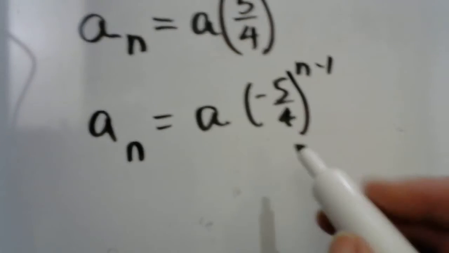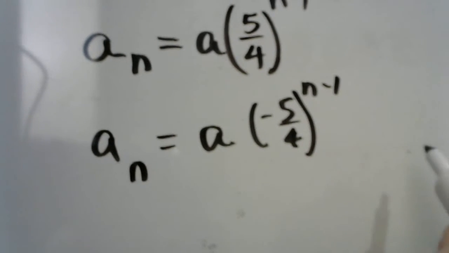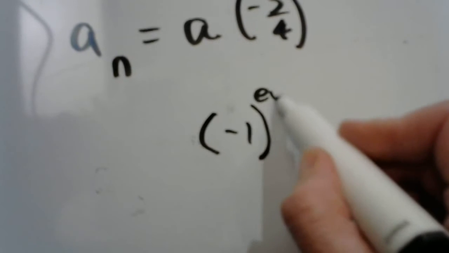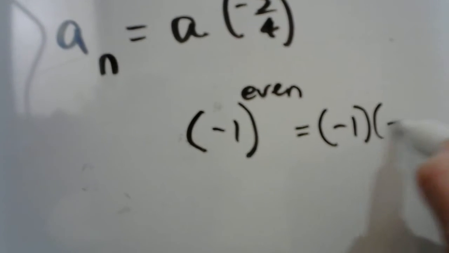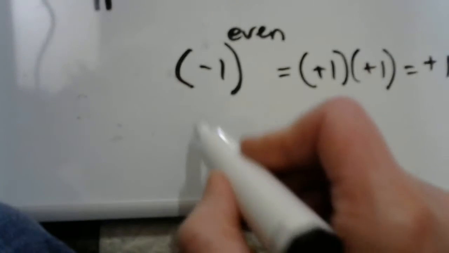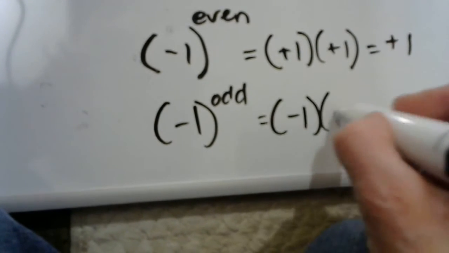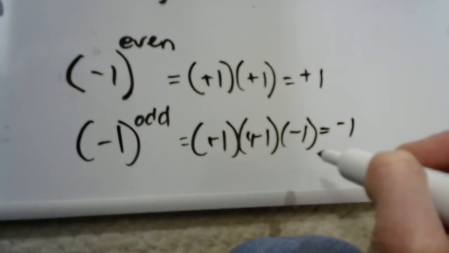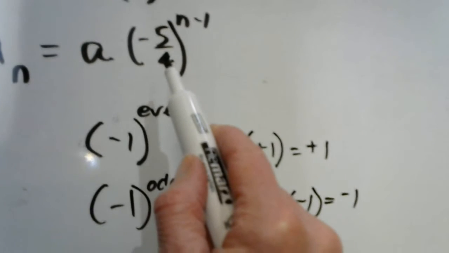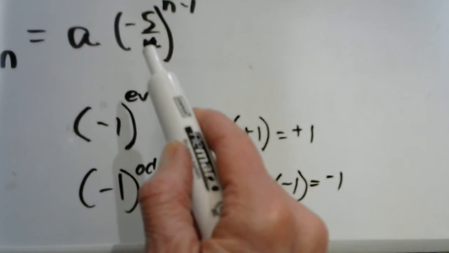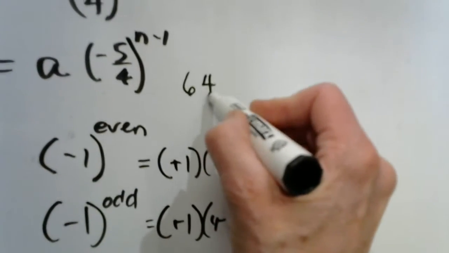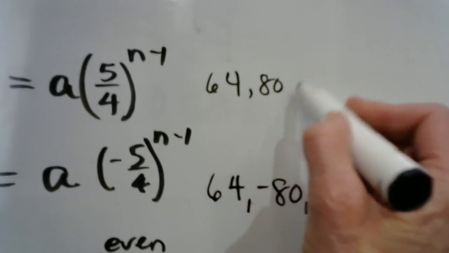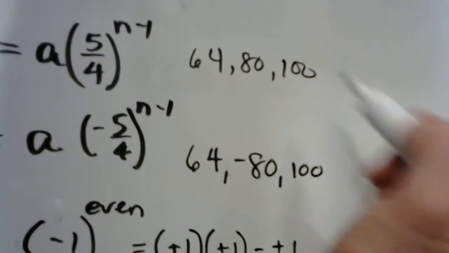So with the geometric sequence, it is possible for numbers to go positive and negative, because if you have a negative number as your ratio, for example negative 1, to an even power, that would be like negative 1 times negative 1. That generates a positive number. If we had negative 1 to an odd power, that's like negative 1 times negative 1 times negative 1, which would be negative 1. So that explains why this negative ratio is going to generate a sequence that might look like 64, negative 80, 100, whereas this one would generate 64, 80, 100. And I'll show you in a minute how we're going to get the 80 and the negative 80.